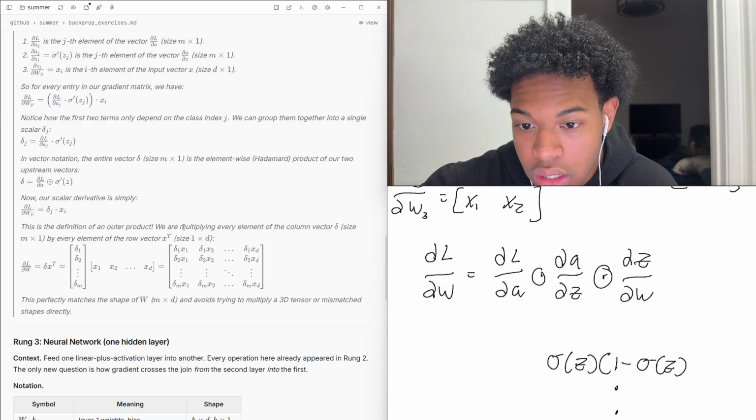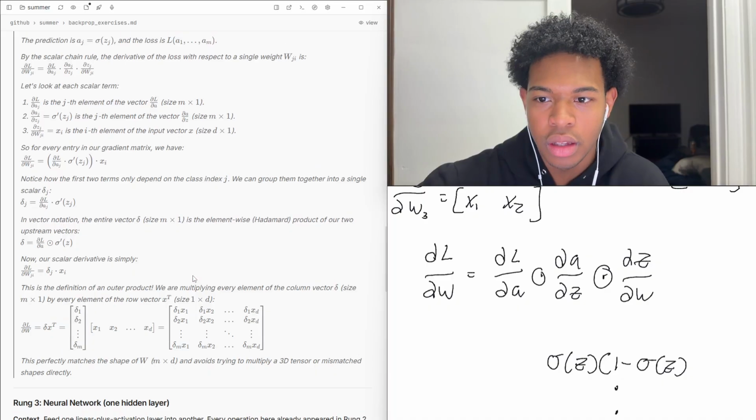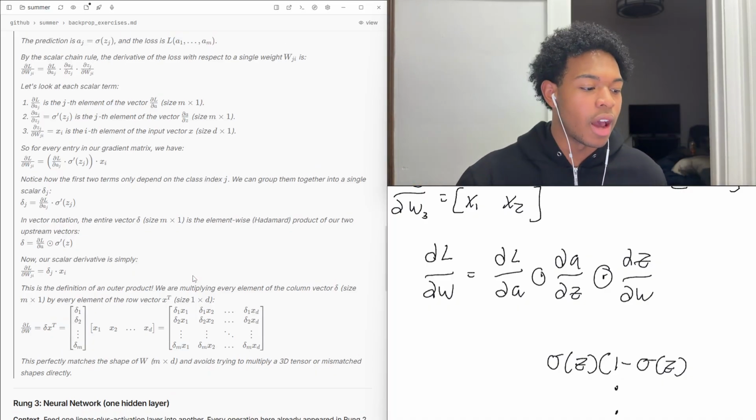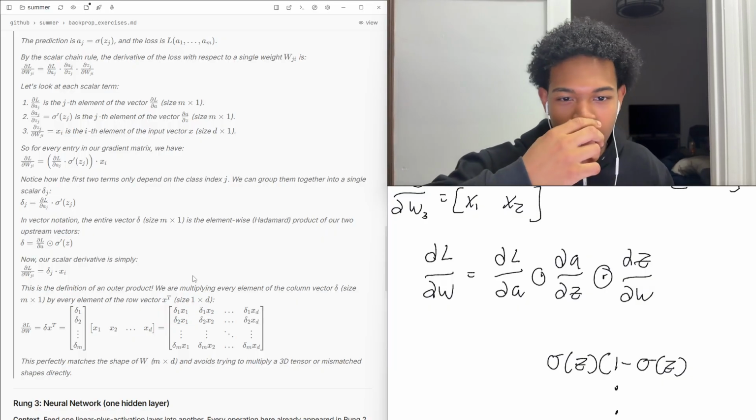This is the definition of the outer product. Okay. I think this is where I'm going to call it. I'm going to finish reading this, but after reading this and internalizing this, I think this is where I'll call it. I think it's a decent climax.